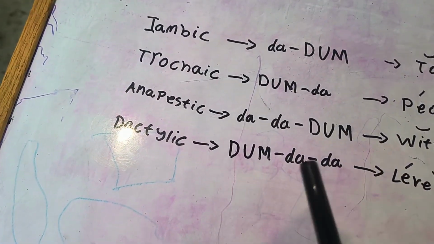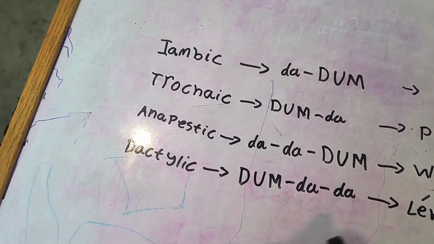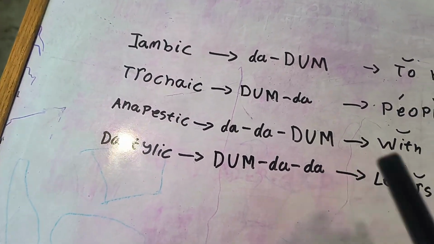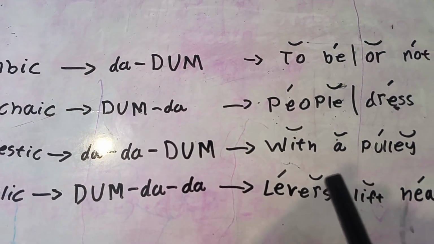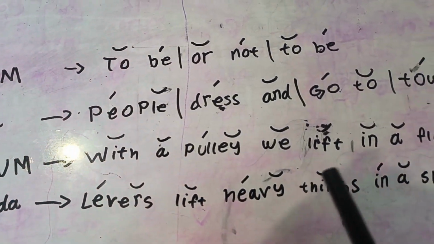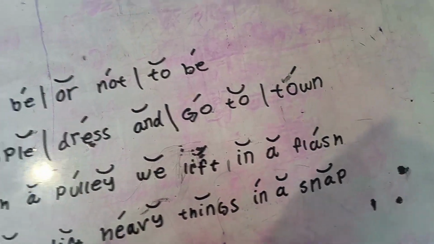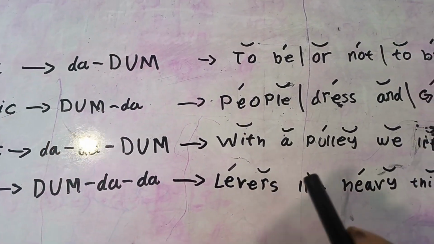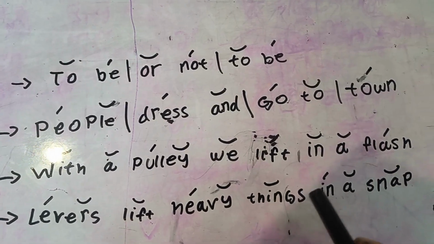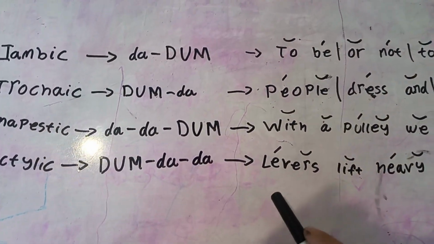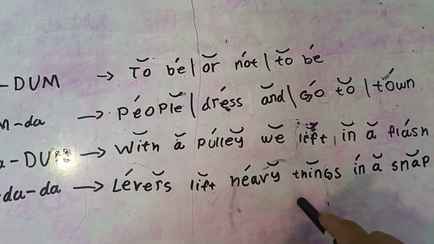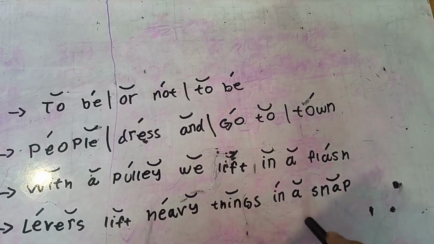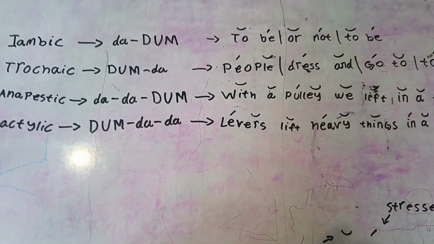A dactylic goes stressed, and then unstressed, unstressed. Dum da da, dum da da. So we have dum da da, dum da da, dum da da. This is dactylic because it goes stressed, unstressed, unstressed, stressed, unstressed, unstressed, stressed, unstressed, unstressed.